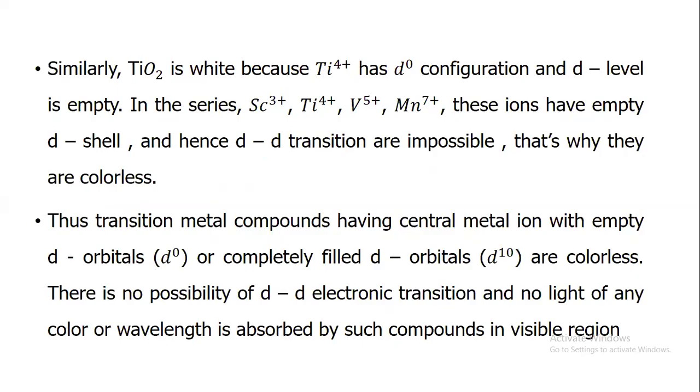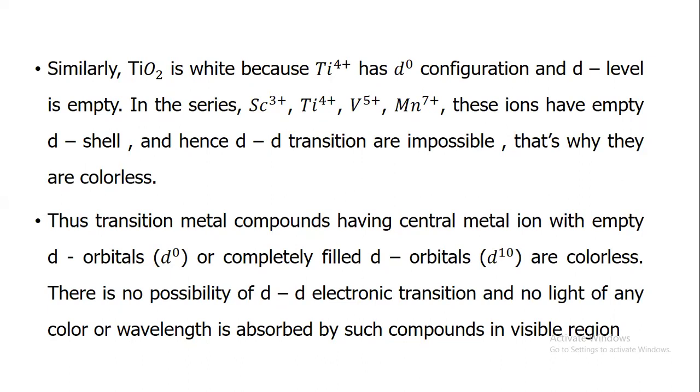Similarly, titanium oxide is white because titanium 4+ (4s2, 3d2, losing 4 electrons) has a d0 configuration and the d levels are empty. In the series, scandium 3+, vanadium 5+, and manganese 7+ ions have empty d orbitals, and hence d-d transitions are impossible. That's why they are colorless.